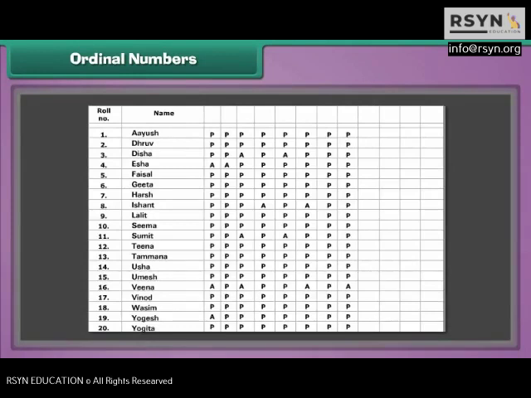There are 20 students in a class. Ayush's name is written first in the attendance register. Dhruv's name comes second. Seema's name is at the 10th position.